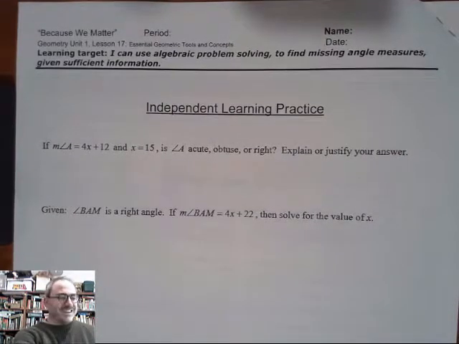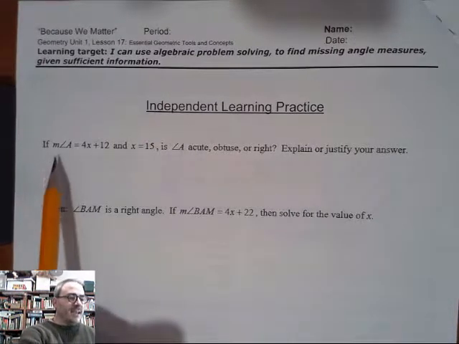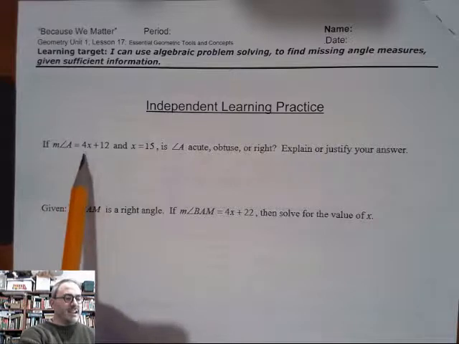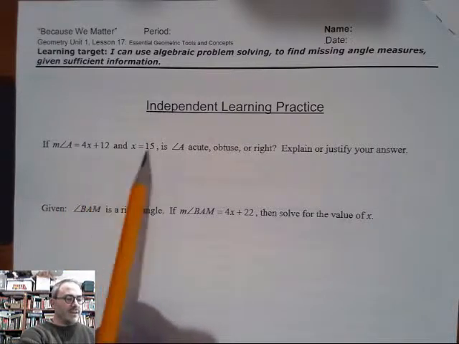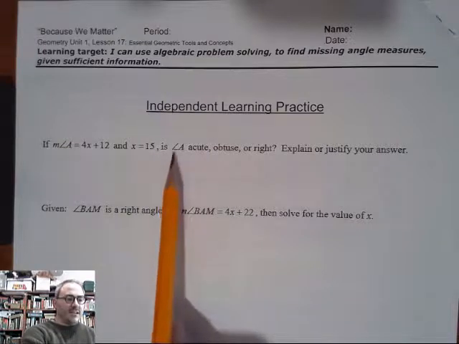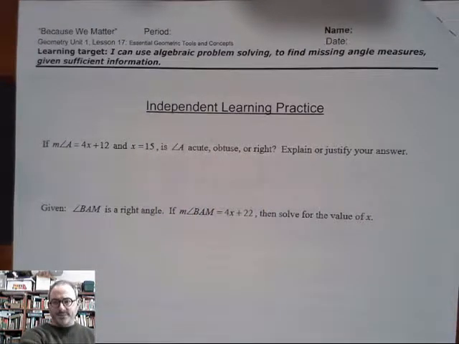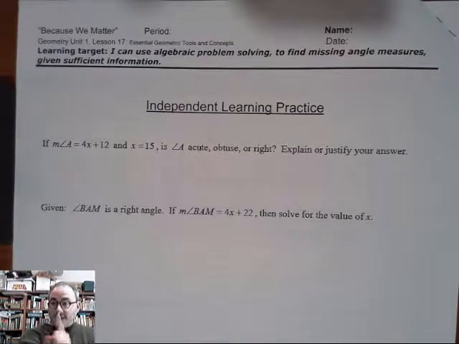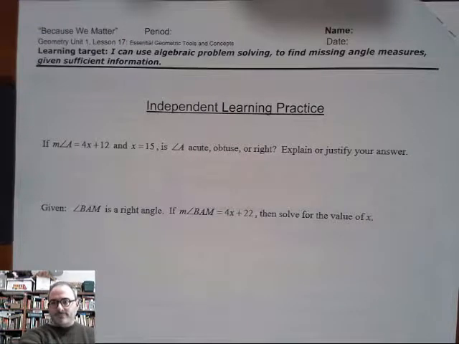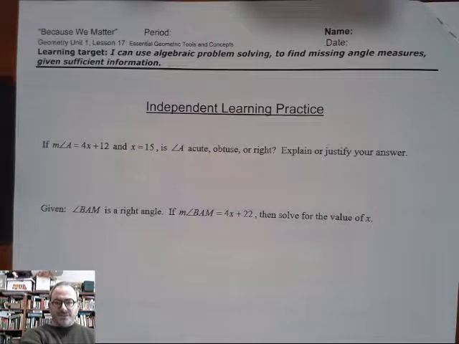All right, so here we go. Independent learning practice, real short. If the measure of angle A is 4x plus 12 and x is 15, is the measure of angle A acute, obtuse, or right? Explain or justify. All right. Pause the video here. Try it yourself, and then I'll go over it. Don't let me just give you the answers. You writing notes doesn't help you learn. Come on. Give it a shot.